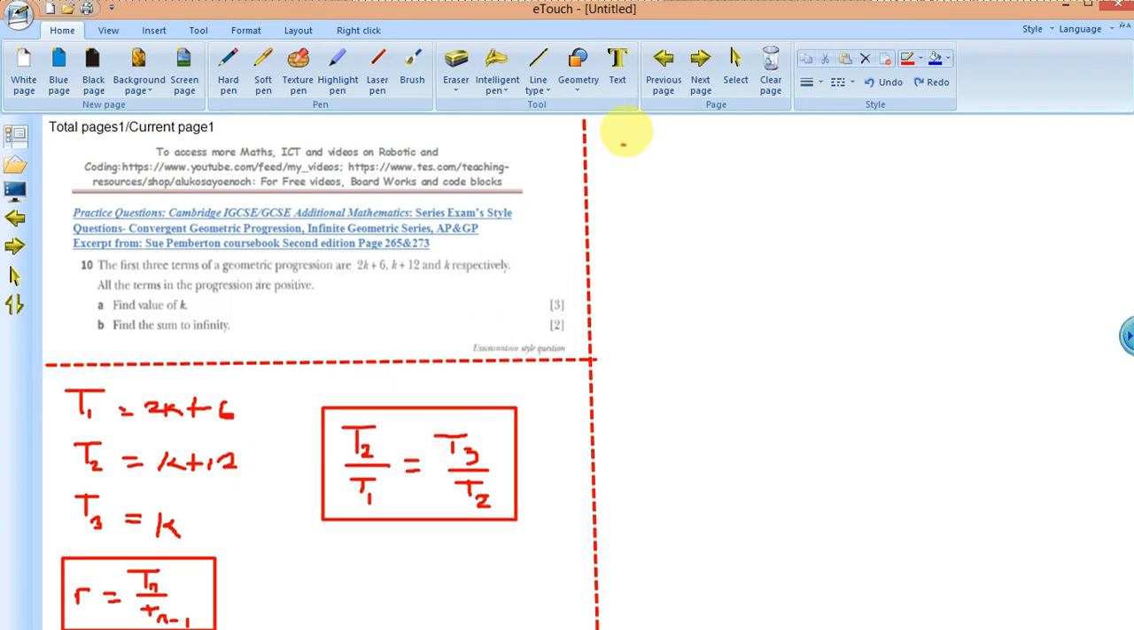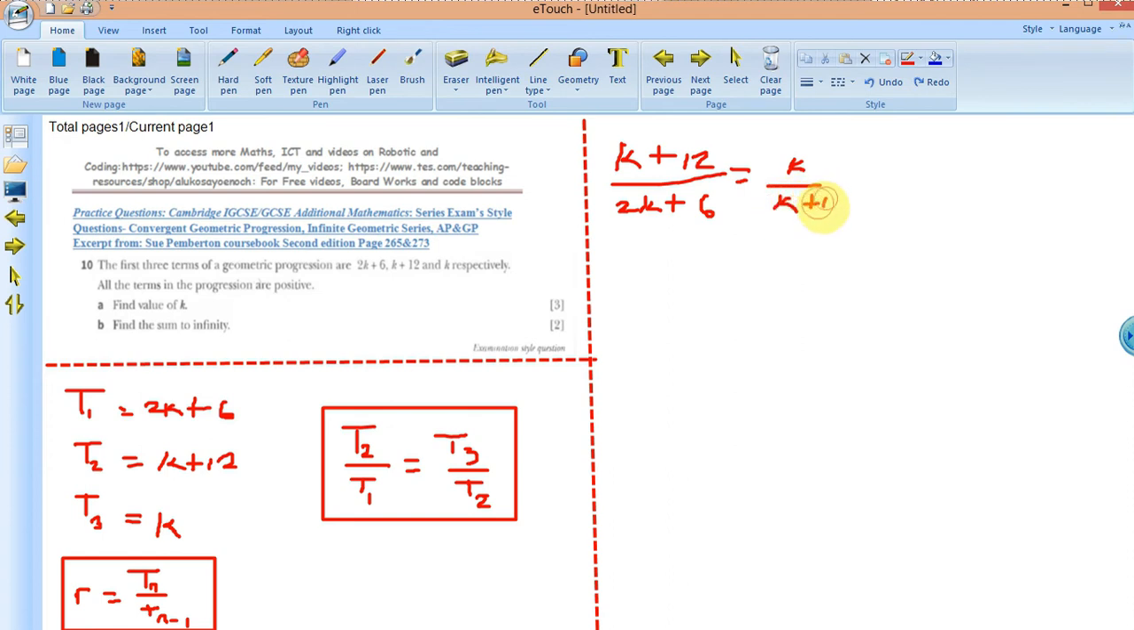So this is t2, so I'm going to write k plus 12. K plus 12, that is t2, divided by t1. t1 is 2k plus 6. And that should give us the same answer, meaning that it equals t3, and that is k, divided by t2, and t2 is k plus 12. So what we're going to do now is cross multiply.